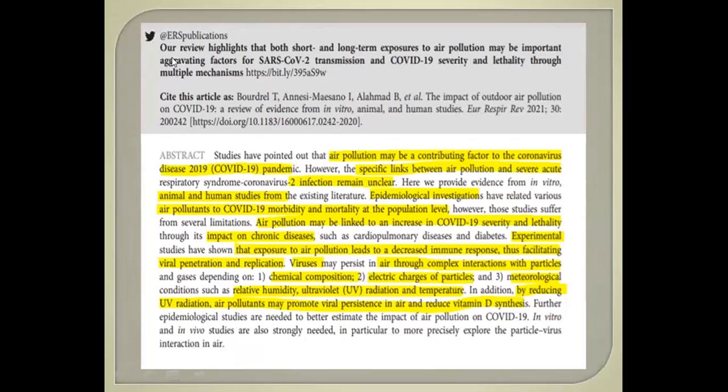Another paper, which shows that review, highlighted both short-term and long-term exposure to air pollution may be an aggravating factor for SARS-CoV-2 transmission and COVID-19 severity and lethality through multiple mechanisms. And the virus may persist in air, for example, through chemical composition, electric charges of particles, and meteorological conditions such as relative humidity, UV radiation, and temperature. In addition, by reducing UV radiation, air pollutants may promote viral persistence in air and reduce vitamin D synthesis.